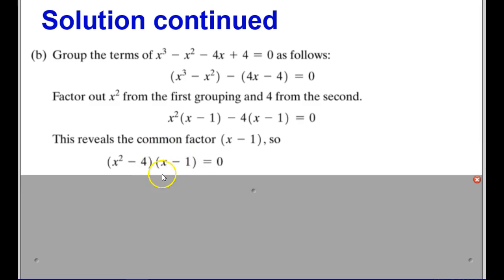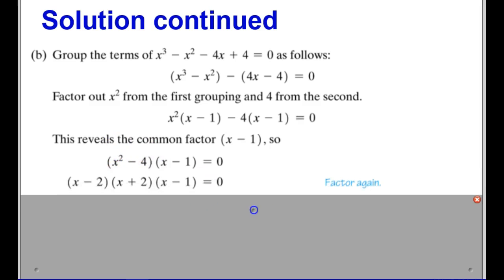So I have my (x minus 1), and I have (x squared minus 4). Well, I notice again that I have the difference of two squares. So I've got x squared minus 4, which I can then factor into (x minus 2) and (x plus 2).